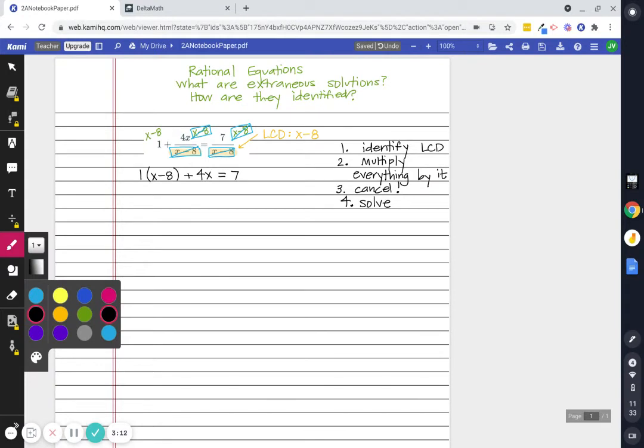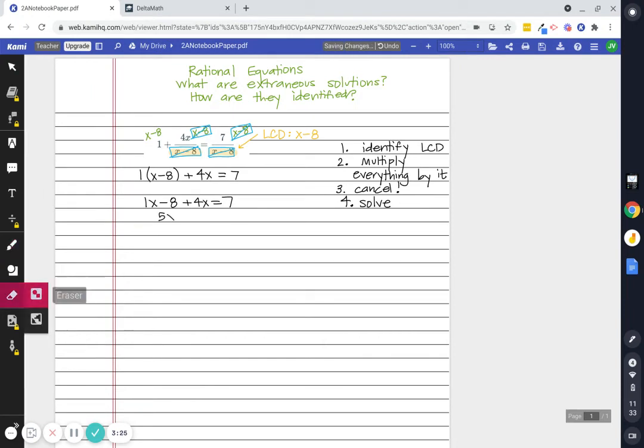So here we go. We are solving. We've got 1 times x minus 8, which is just 1x minus 8 plus 4x equals 7. I'm going to collect my like terms. Let's scrunch this down so I have a little more room for what we do tomorrow. So I've got 1x minus 8, I've got a 4x equals 7. I've got like terms, 5x's all together. Minus 8 equals 7. 5x equals 15. And x equals 3.